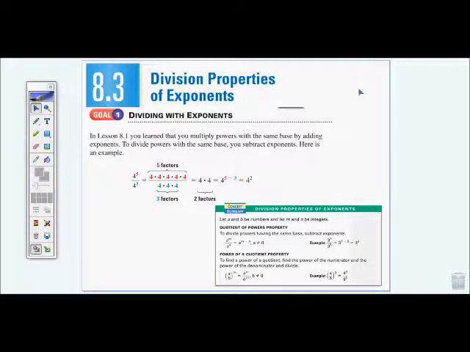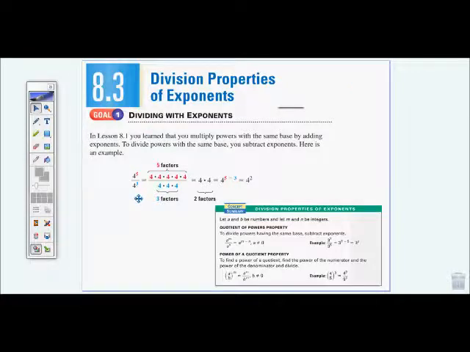In 8.3, we will learn about division properties. In 8.1, you learned about multiplying, and when you were multiplying, you were adding the exponents. So it makes sense that when you are going to divide powers with the same base, you will subtract exponents.